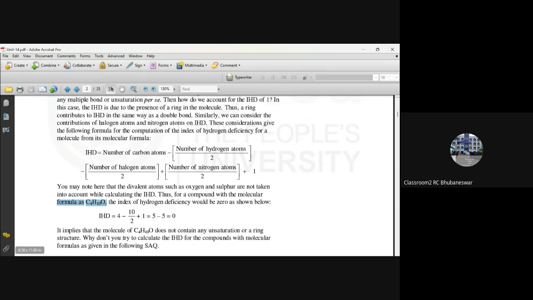So from the molecular formula, first you calculate IHD. The number of carbon atoms here is 4, right? Then the number of hydrogen atoms divided by 2. Then the number of halogen atoms. Is there any halogen atom here? No. Is there any nitrogen atom here? No. Then plus 1. So it is coming to 5.